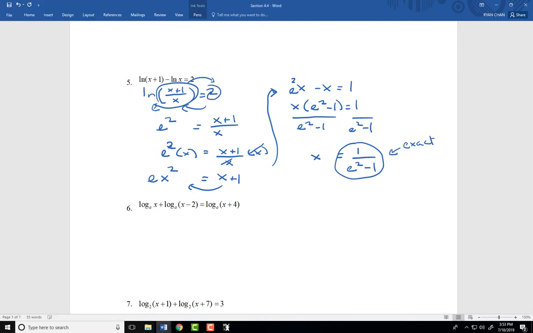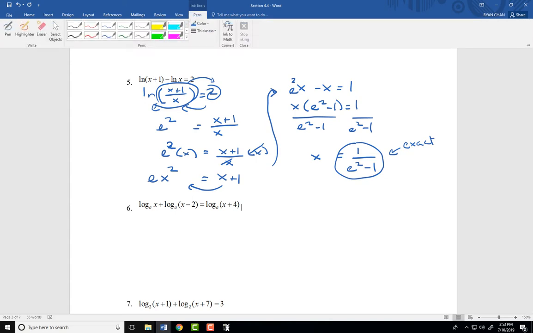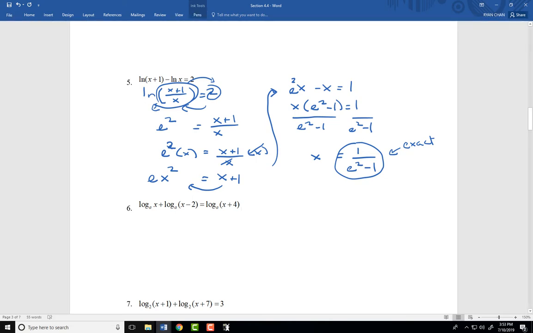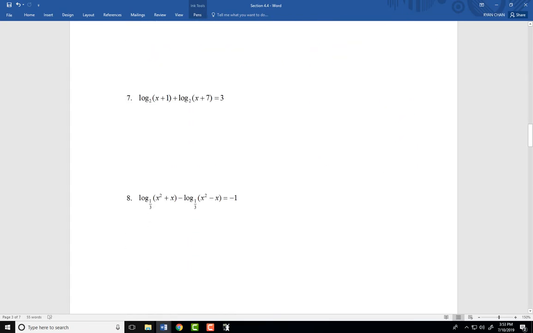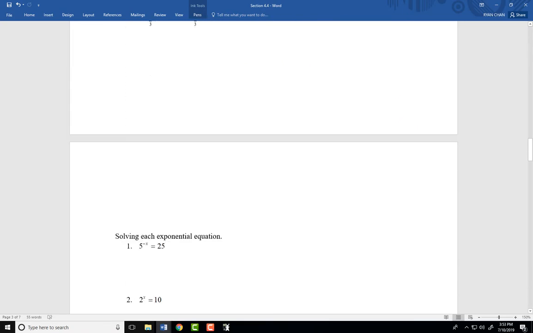So you can also write it like this, or you can write it like x is approximately 0.157. So this is an approximate solution. Sorry, this should be e squared minus 1. Okay, so we're going to move on. Let's talk about a couple other things here as well. So we're going to move on to the next type of solving.